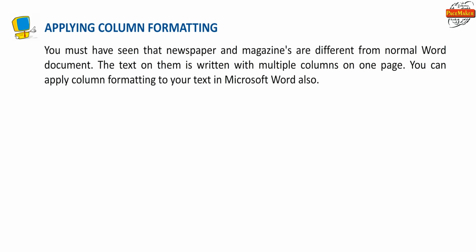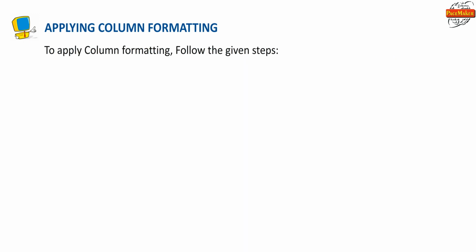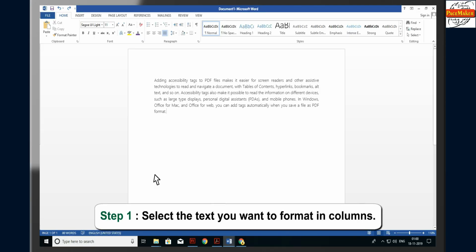Applying column formatting. You must have seen that newspaper and magazines are different from normal Word document. The text on them is written with multiple columns on one page. You can apply column formatting to your text in Microsoft Word also. To apply column formatting, follow the given steps.